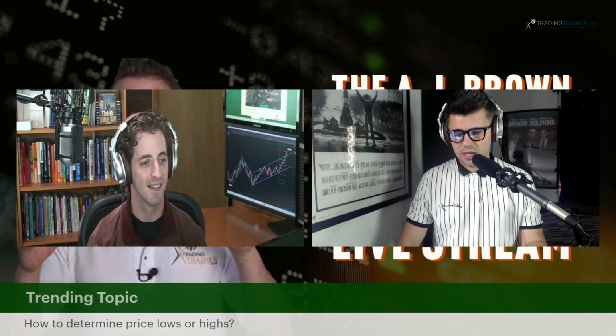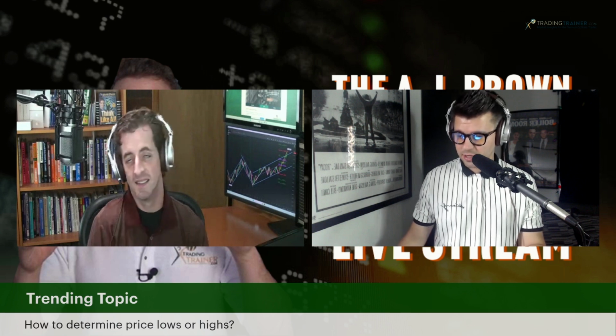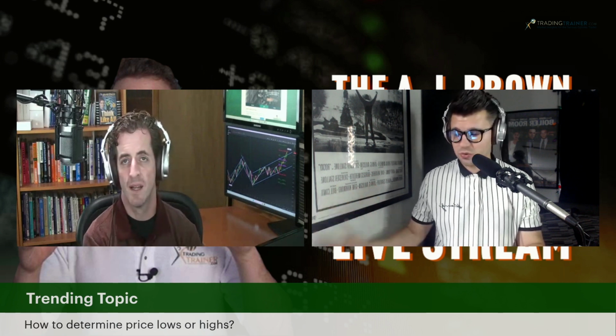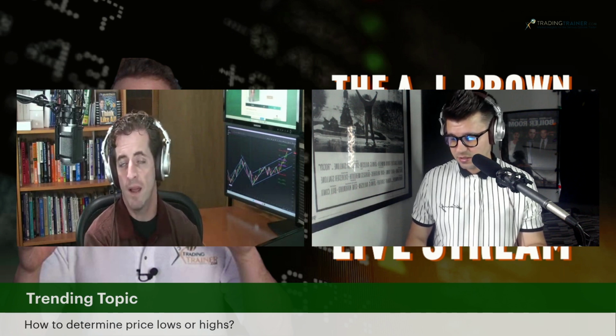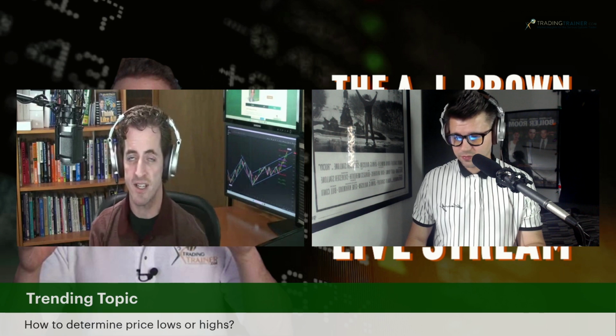This week's trending topic question is, how do we determine price lows or highs? I'm sure there's a variety of tools, a variety of answers. Well, the scoop is, when it comes to trading directionally, we want to buy low, sell high, or if we're shorting things, we want to short high and then buy back low.